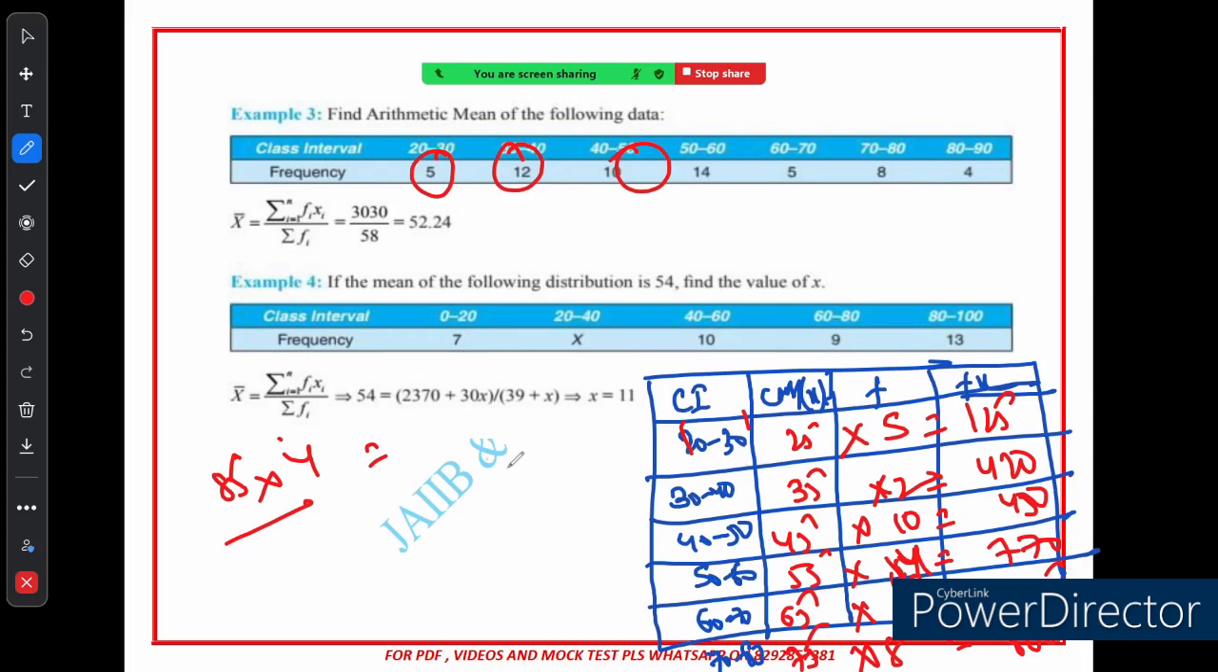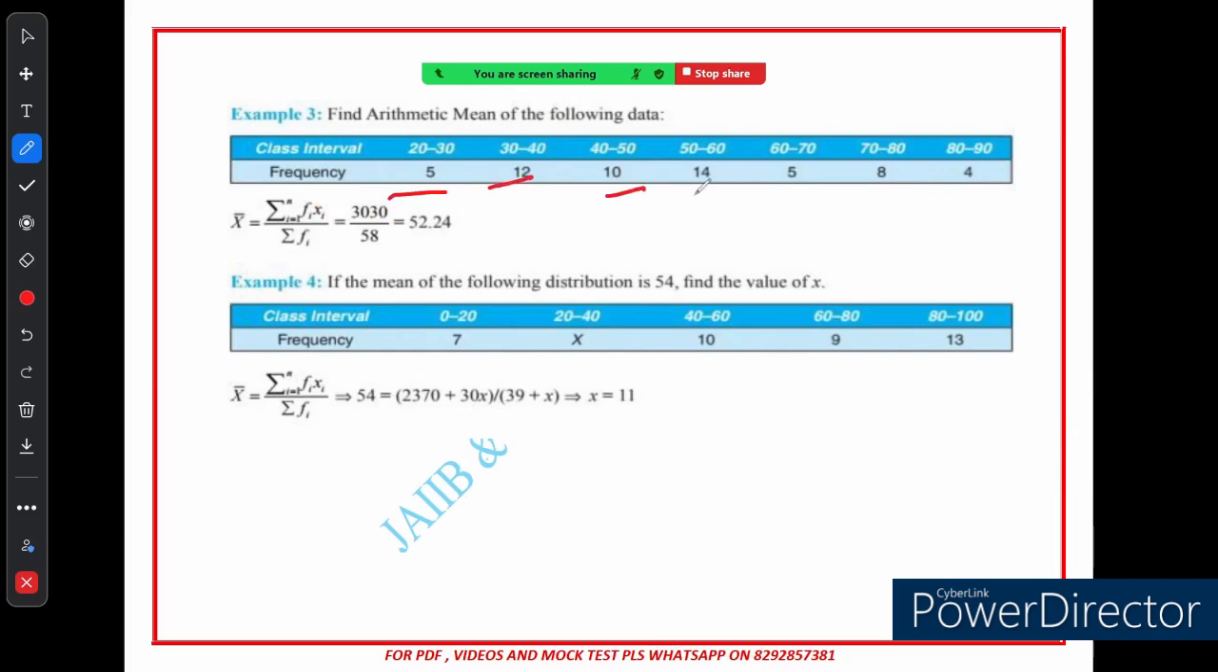Now you add all of them, 125 plus 420 plus 450 plus 770 and so on, you will get 3030. And you add the frequencies, 5 plus 12 plus 10 plus 14 and so on, you will get 58. Just divide it and you will get the mean, that is 52.24. And the third question is for you, you solve it yourself, right?